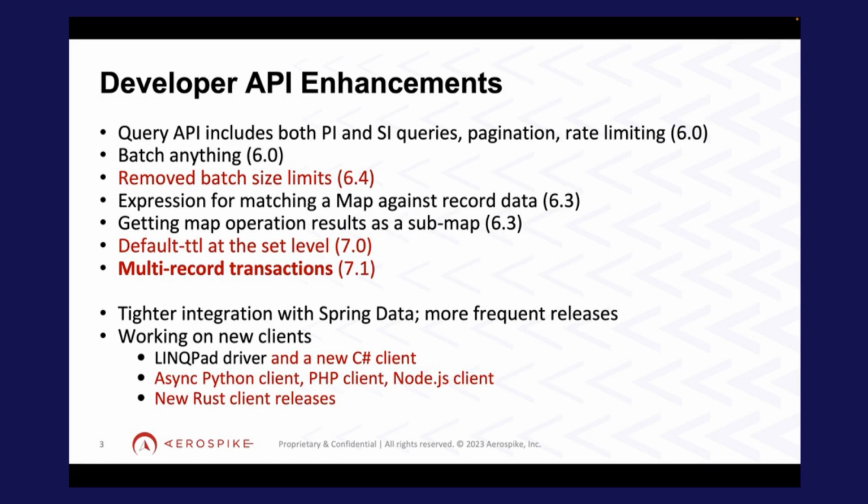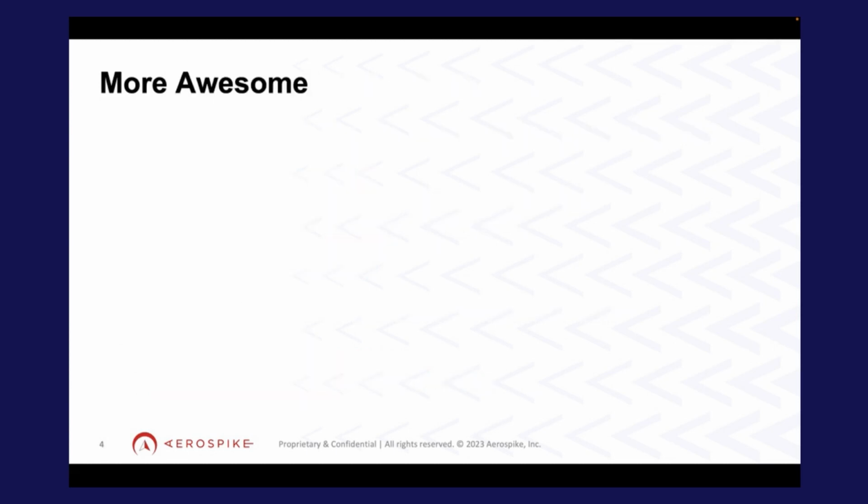There's a LinkPad driver out there on the Launchpad, and there's a new C# client in the works. We have async Python client, PHP client, and Node.js clients in the works, and a new Rust client releasing soon. So there's a lot of other cool things that came since 6.0.